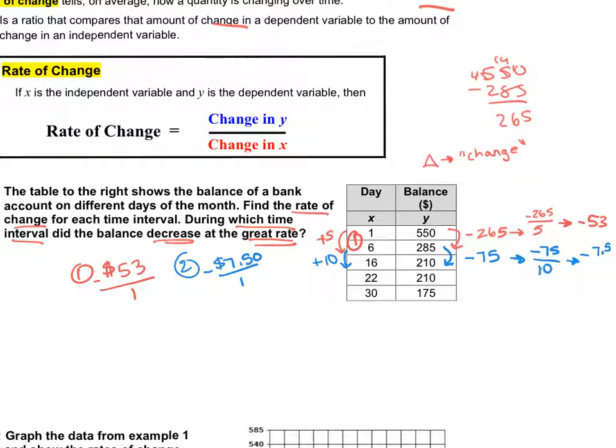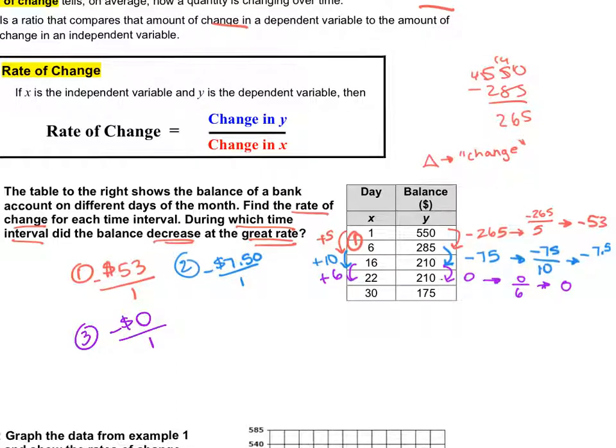Interval number 3, I went from 210 to 210. So that was a change of 0. And yet, there were 6 days that changed. So this is going to be 0 over 6. 0 divided by 6 is 0. 0 divided by anything is 0. You can't take 0 and divide it by 6 people. Each person would just get 0. So the third interval, you lost $0 per day.